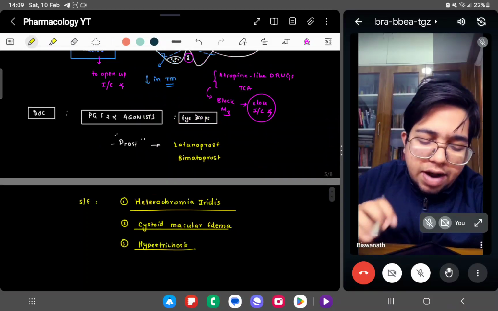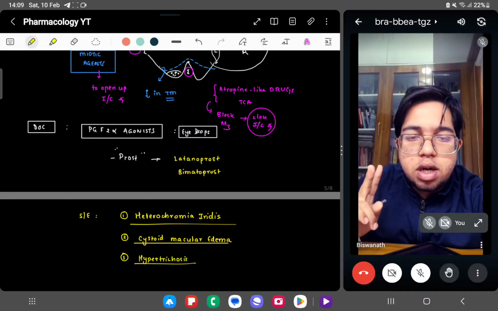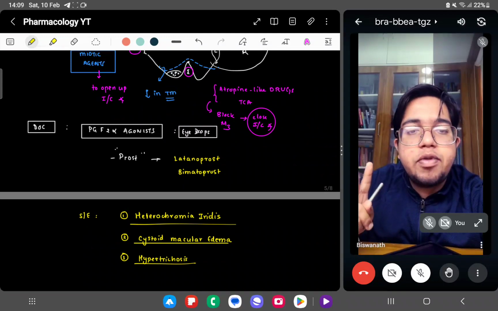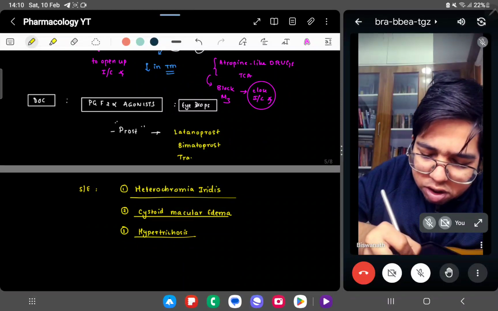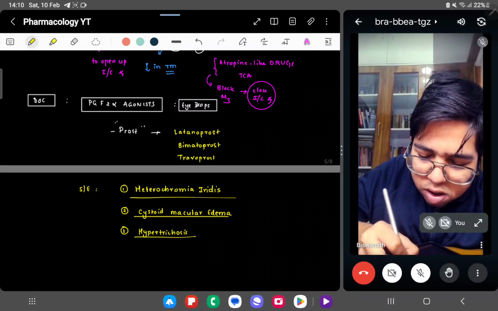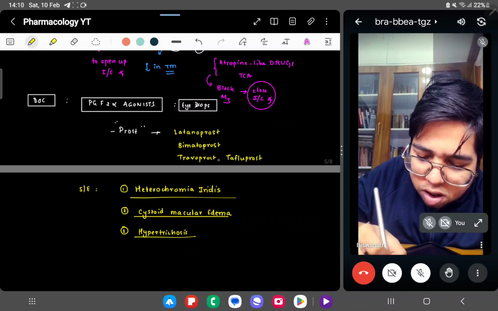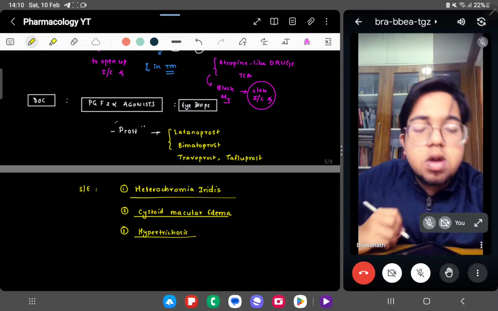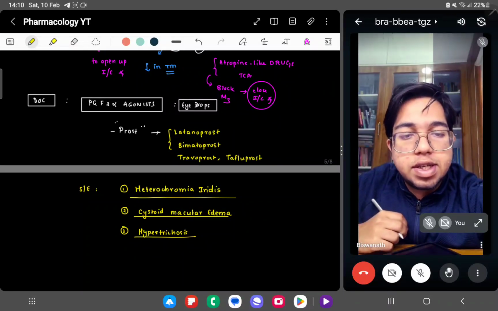So these are your F2 alpha agonists. What to remember? Latanoprost, then bimatoprost, latanoprost, bimatoprost in F2 alpha agonists. If you want, you can also write travoprost, okay, or tafluprost. Okay, so these are your drugs in F2 alpha agonists.